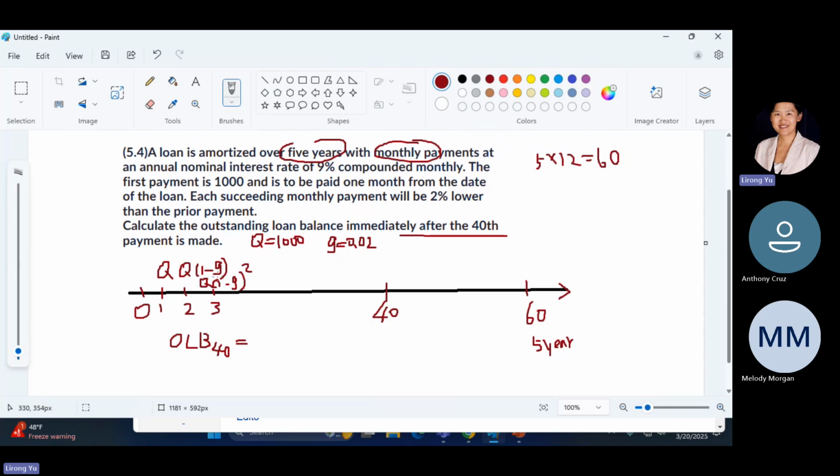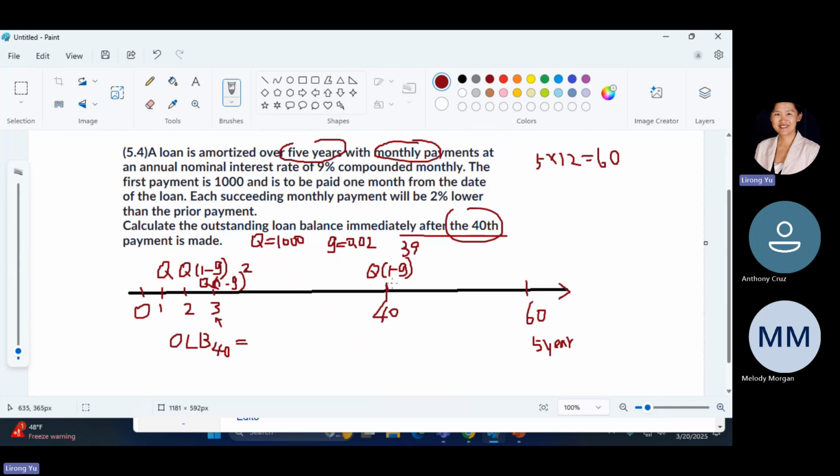So there is a difference between the power 2 and the time 3. With that in mind, I'm trying to come up with the actual formula for the value. That's why I'm trying to find the relation. At time 40, right after time 40, that payment is Q times 1 minus G to the power 39. That payment has been made, as it says immediately after the 40th payment.